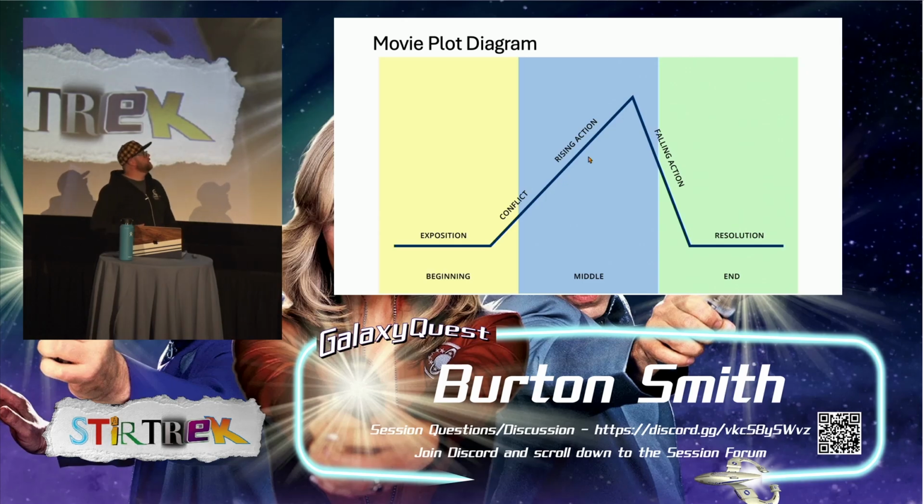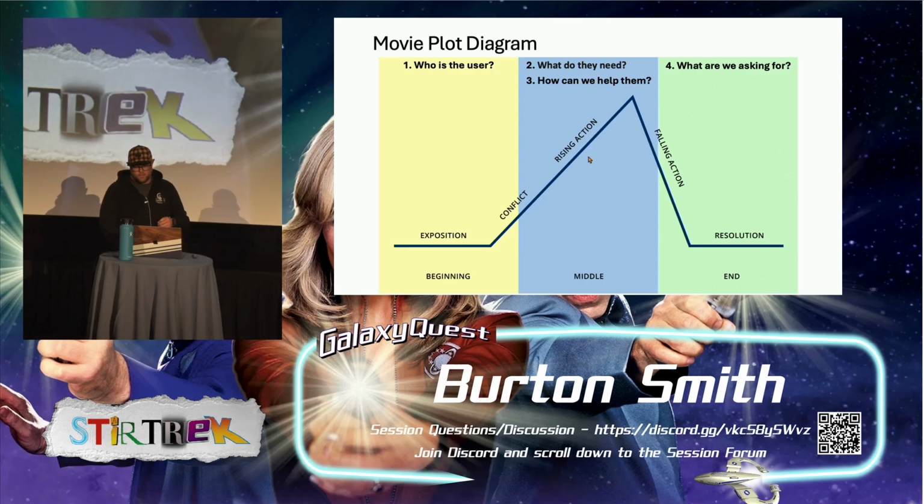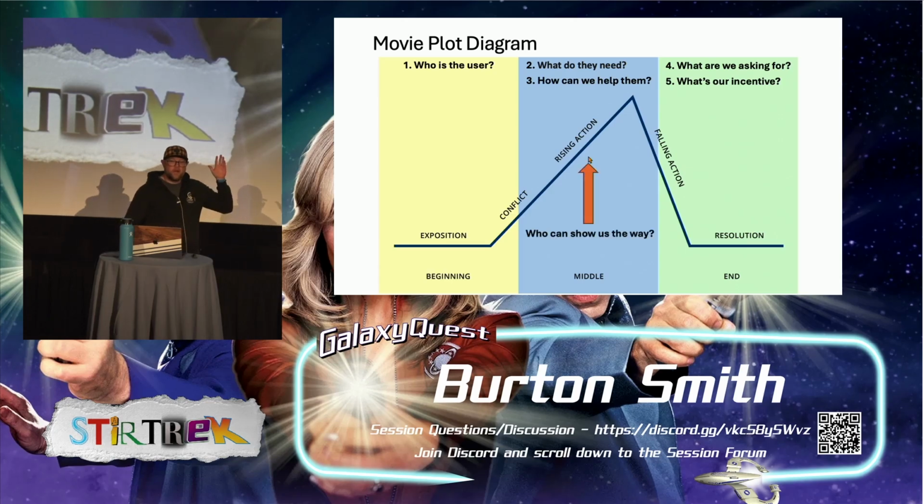And it's pretty awesome. So the funny thing is that our user experience journey maps up pretty close to that. So who's our user? Our user is Luke Skywalker, right? What do they need? Well, they've got to destroy the Empire. So how can we help them do that? We'll talk about that in a second. What are we asking them for, as part of this journey? And what is our incentive? Now, the important part here is who can show the hero the way to solve this problem? And that's where we come in, okay?